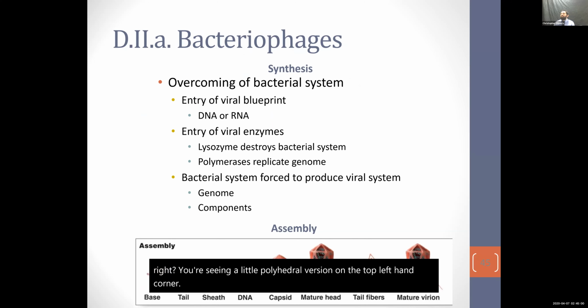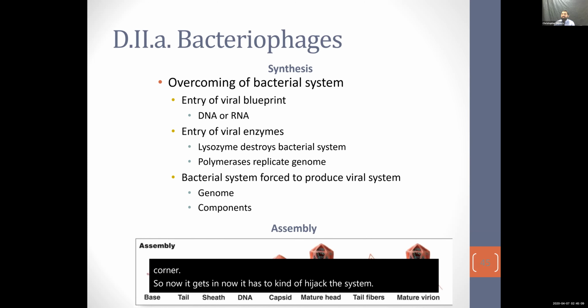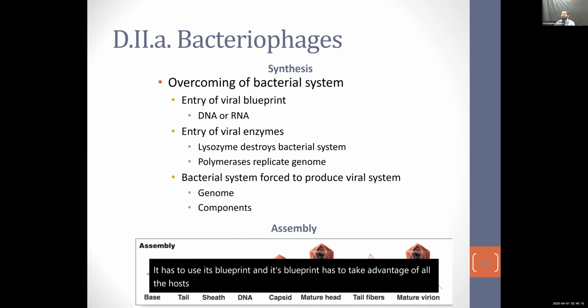All right. So now it gets in. Now it has to hijack the system. It has to use its blueprint, and its blueprint has to take advantage of all the host's materials, all its host machinery. And so one of the things that happens is that, for example, the polymerases, your DNA polymerase, your RNA polymerase, or whatever it is, get hijacked to make the virus's material. Sometimes the viruses can come in with their own, just so you know.